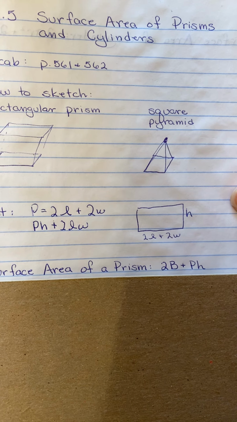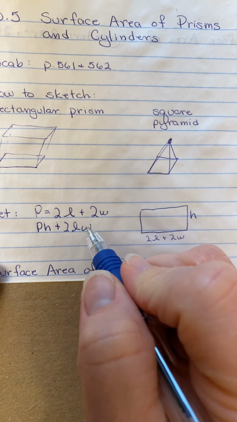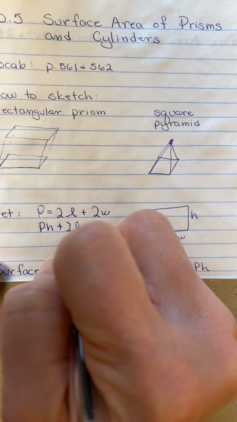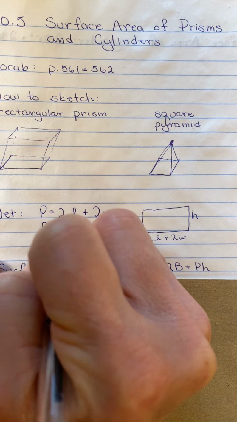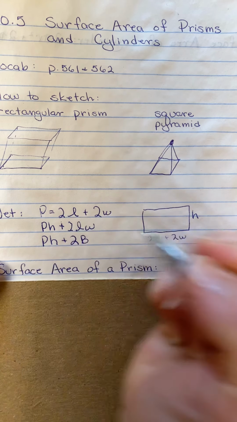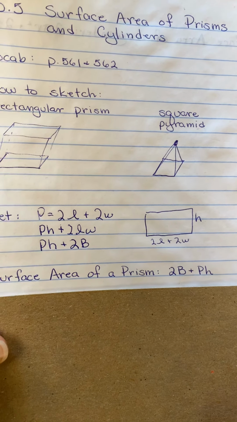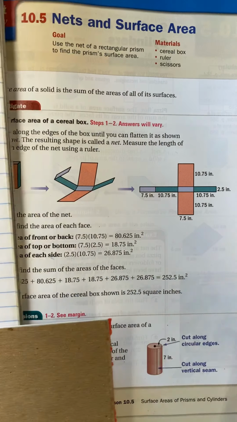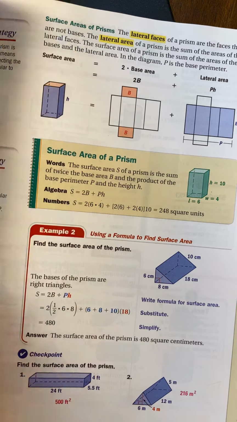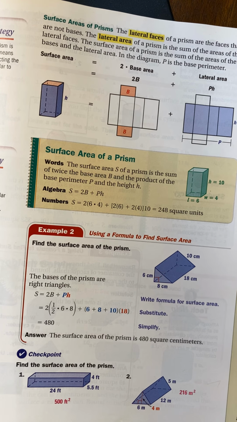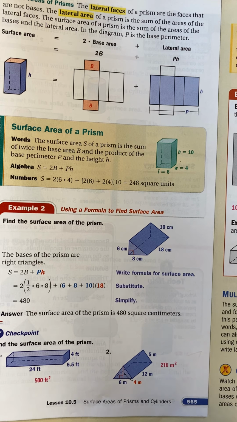And you can see in your book, they have exactly that, twice the base. This is another name for base. Our bases were length times width. So the perimeter times the height plus twice the base. Okay, let's do a problem with that. And in your book, as you turn your page, you can see they derive this same formula. I'm on page 565 now.